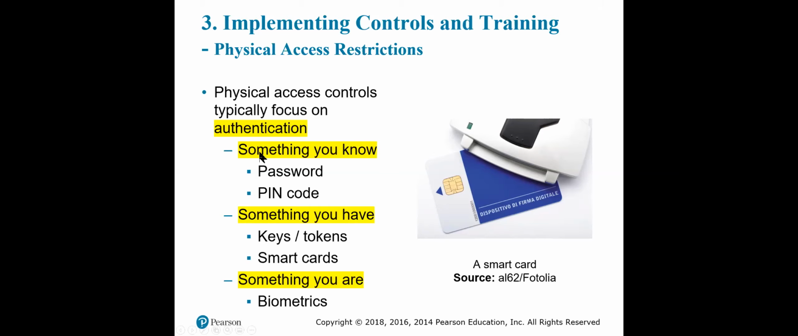The first one is using something you know, like a password or PIN code. We have to memorize, or at least know, our password or PIN code to verify our identification, right? The next one is using something you have, like keys, a token, or a smart card. And the last way is using something you are, like biometrics. Biometrics is a typical example, like using your fingerprints or face, right?